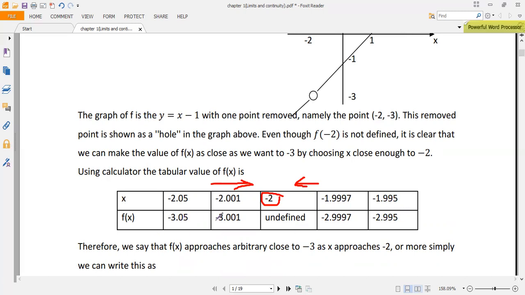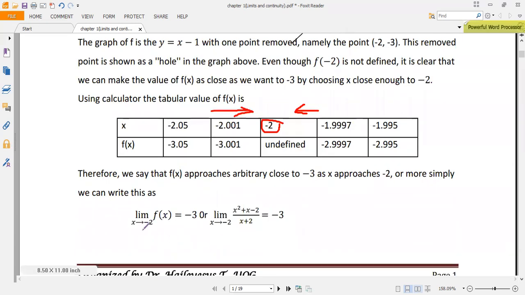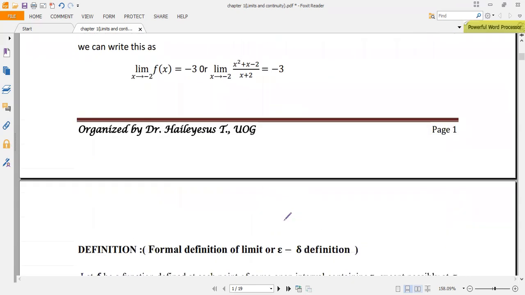So clearly from this one, if you approximate this one with one significant figure, it becomes minus 3. Therefore, we can say that f of x approaches arbitrarily close to minus 3 as x approaches minus 2. Or more simply, we can write the limit as x approaches minus 2 of f of x is equal to minus 3, or the limit as x approaches minus 2 of (x squared plus x minus 2) over (x plus 2) is minus 3.